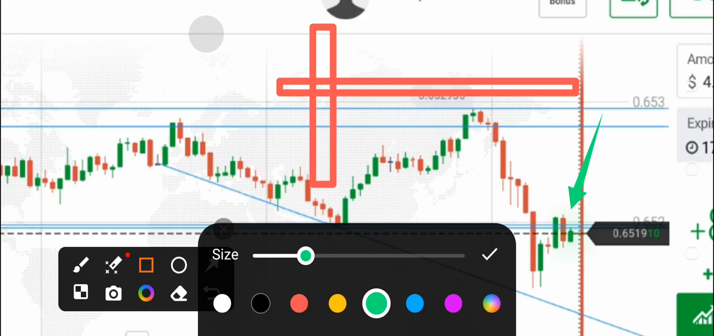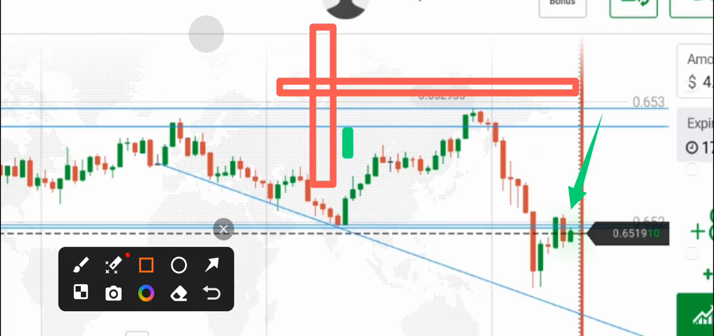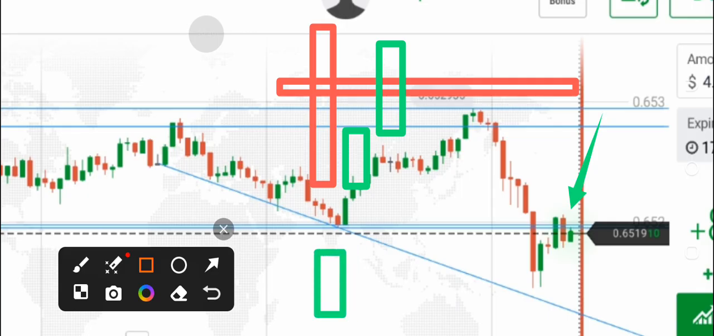Then we saw a bullish candle, then a small bearish candle in between, then another bullish Marubozu candlestick broke the level. A Marubozu candlestick is a strong candlestick like this. There is no upper or lower wick. This is what we call a Marubozu candlestick.